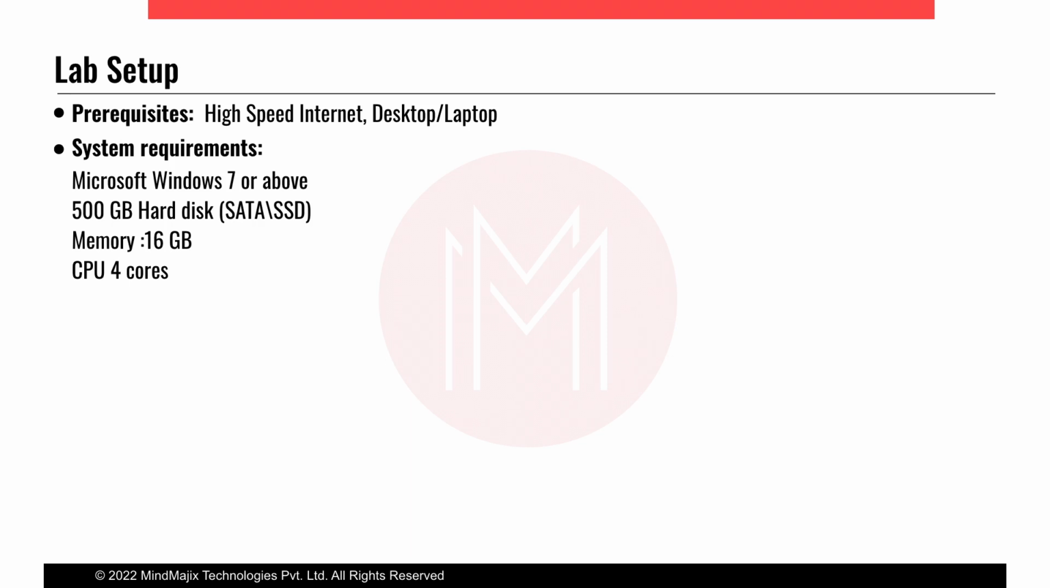Coming to the next, as we saw, we will be covering some good industry problems. We will be setting up the lab and doing the hands-on. For that, these are the prerequisites that someone should have. One is, very important, high network speed, a laptop or a desktop, Microsoft Windows 7 or above, 500 GB of hard disk, at least 6 GB memory, and 4 core CPUs. Apart from that, there are other software or apps you might need.